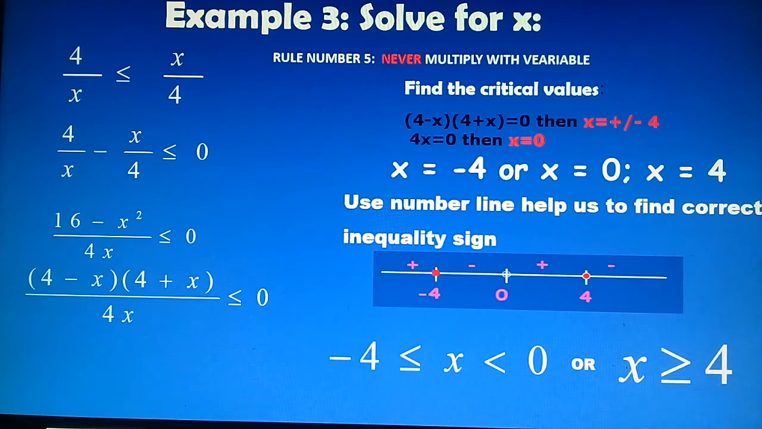Now our equation goes from 4 up to the positive numbers, increasing. That's why we have x greater than or equal to 4. This is our final answer for the inequality in example number 3.